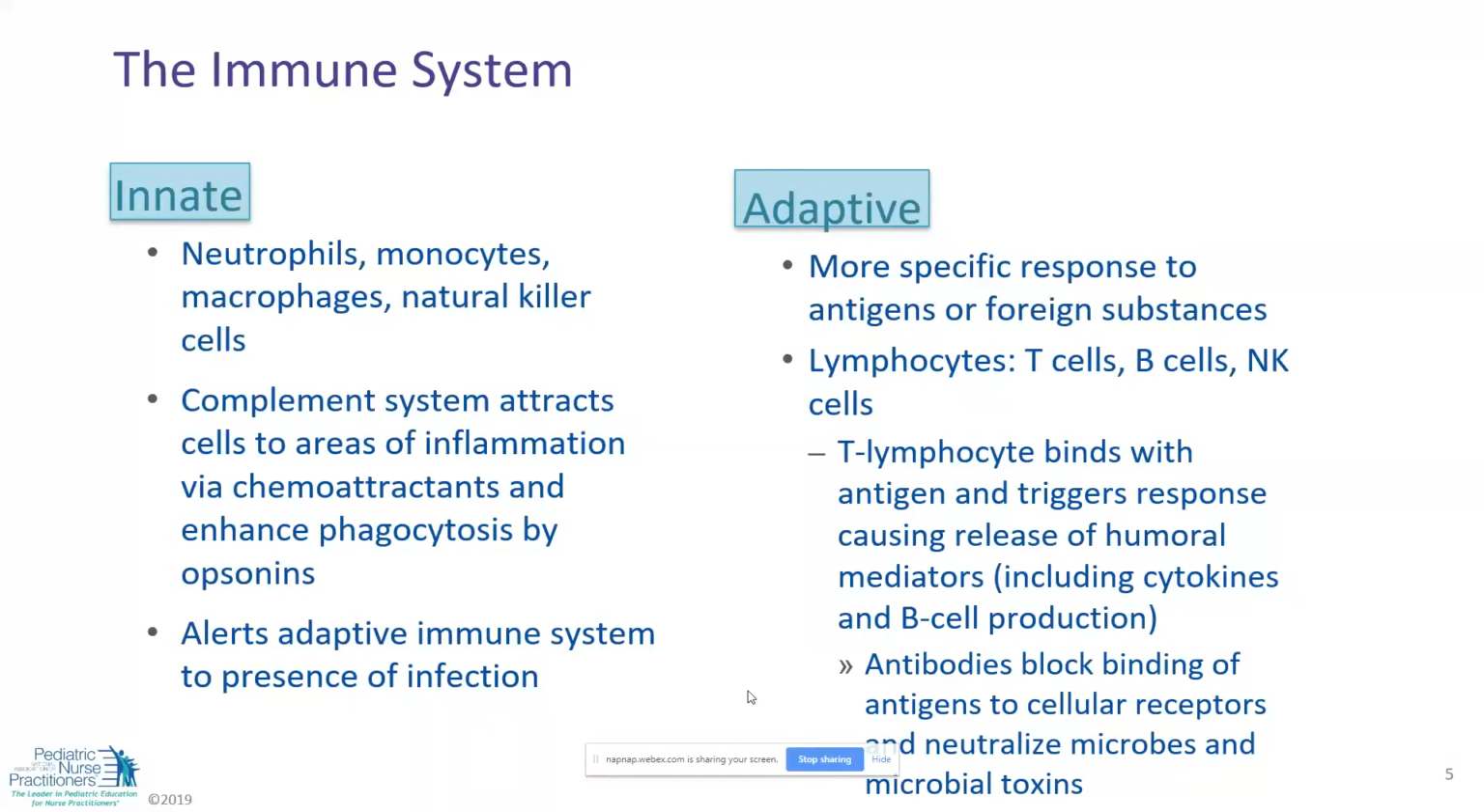In an adaptive immune response, the T lymphocyte will bind with an antigen and then trigger a response that causes release of humoral mediators. Remember, that's our B cell component, including cytokines and B cell production. And then that will lead to antibodies that can block the binding of that antigen to cellular receptors. It can help neutralize microbes and also microbial toxins.